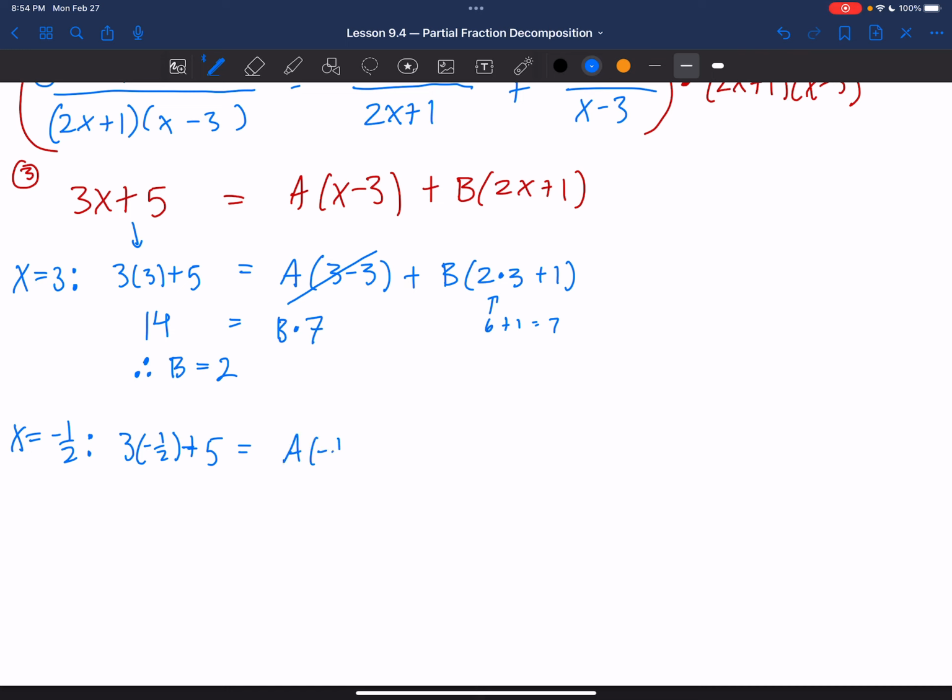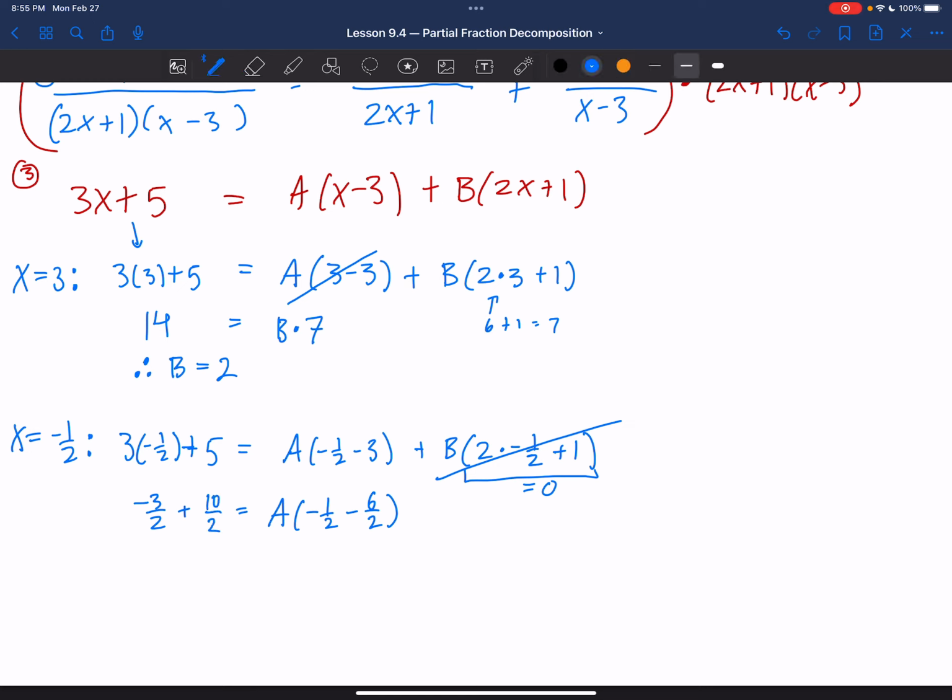If you choose x equals negative 1/2, then I get 3 times negative 1/2 plus 5 equals a times negative 1/2 minus 3 plus b times 2 times negative 1/2 plus 1. But you see that is effectively 0, so we cross it out. Now you can evaluate the rest of this. This is like negative 3/2 plus 5. And this is a times negative 1/2 minus, let's call that 6/2, so we can combine those.